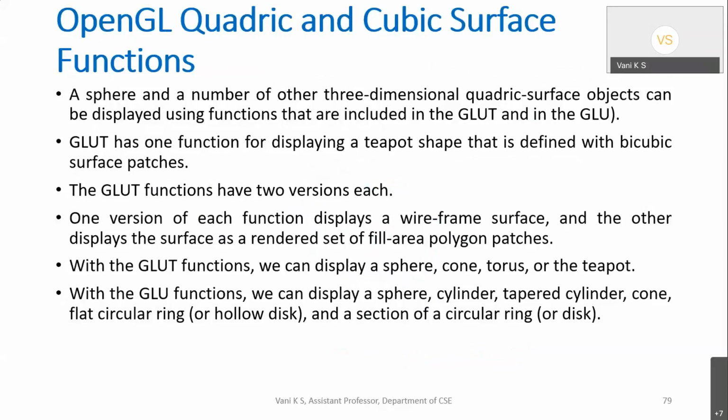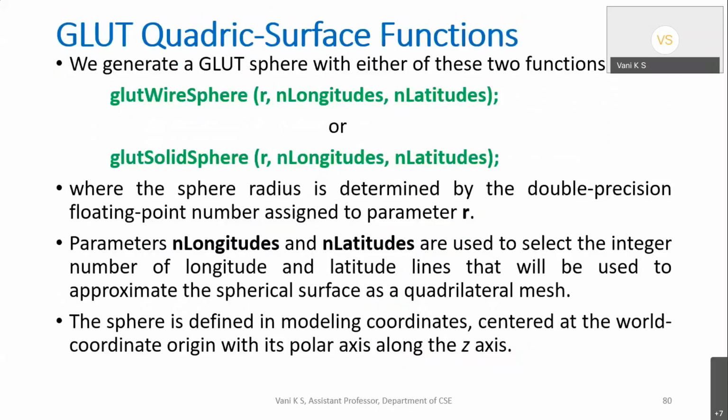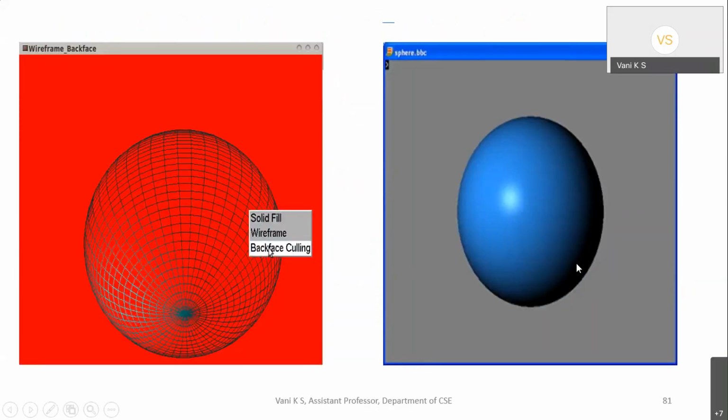Now, what are the functions in OpenGL we have to support that? You can construct that sphere using glutWireSphere or glutSolidSphere. What is the difference? This is a solid sphere and this is a wire sphere. You call it a solid model and a wireframe model. That is, the entire object gets filled with a solid color, or the entire object gets filled with lines.